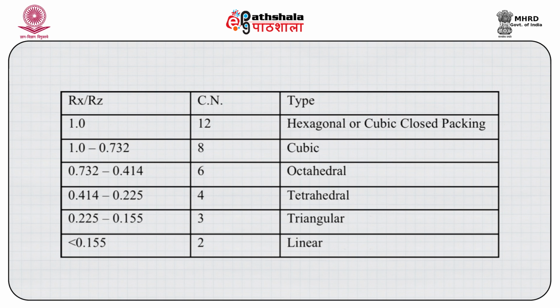Between 0.225 to 0.155, it is 3 fold coordination and is known as triangular coordination. And if the ratio of the radius between cation and anion is less than 0.155, then it is a 2 fold coordination and it is called a linear type of coordination.